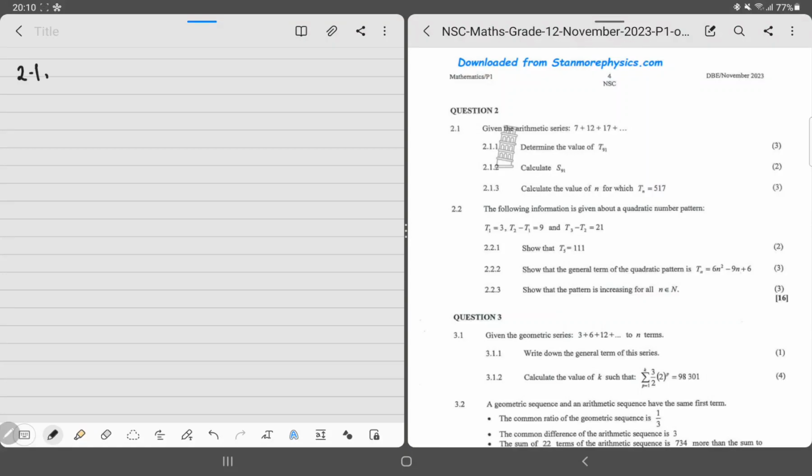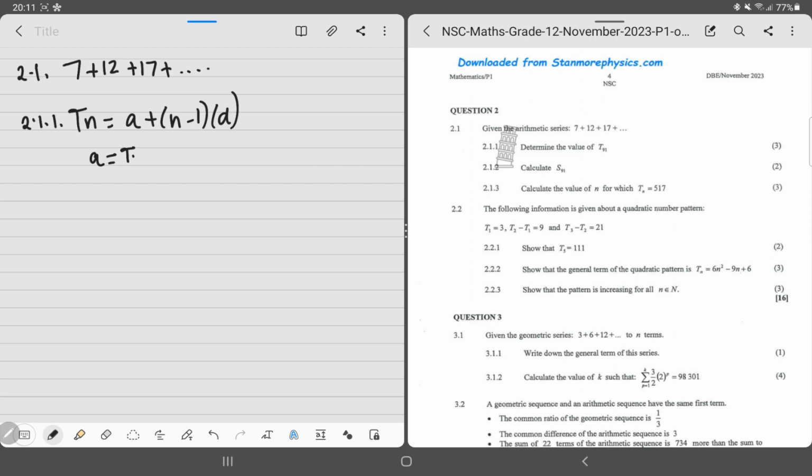2.1. Given the arithmetic series 7 plus 12 plus 17, 2.1.1, determine the value of T91. So in order to do that, we need to find the general formula.